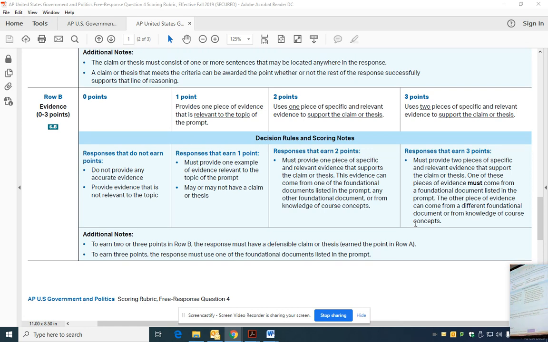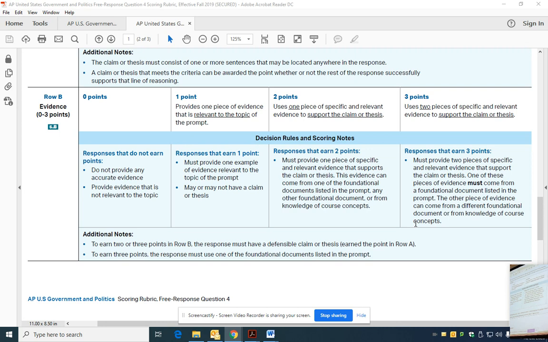So you must provide 2 pieces of specific and relevant evidence that support the claim or thesis. One of the pieces of evidence must come from a foundational document listed in the prompt. We'll look at this in a minute. The other piece of evidence can come from a different foundational document or from your knowledge of course concepts. But the most important thing is 2 pieces of evidence that support your claim. If it only ties into the question, it gets you 1 point. If it supports your claim, it's going to get you 3 points, which is what you want, obviously.